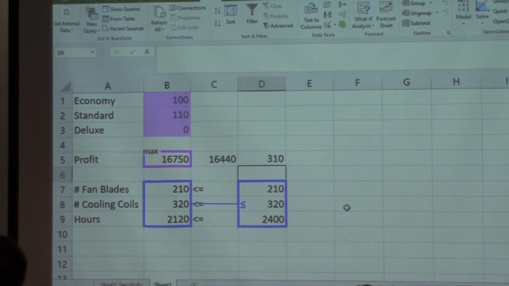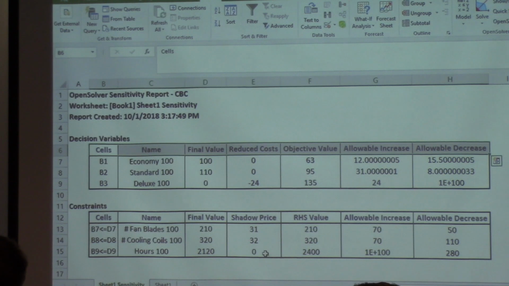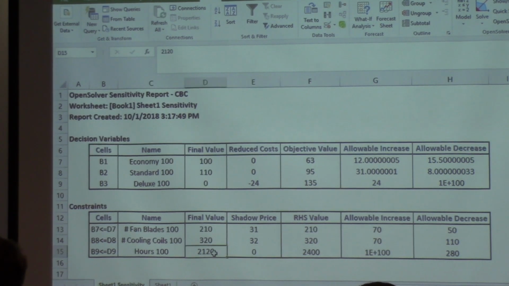Yes? So how can the hours be zero if, can you just keep decreasing hours and keep the same price? Is that? Yes. That's what that means. That we can change the value of this right-hand side, and it's not going to change our objective function.